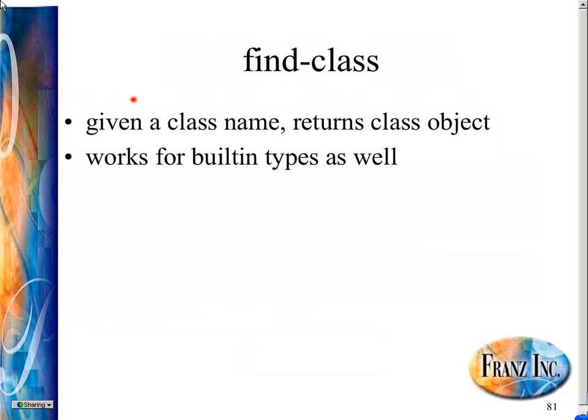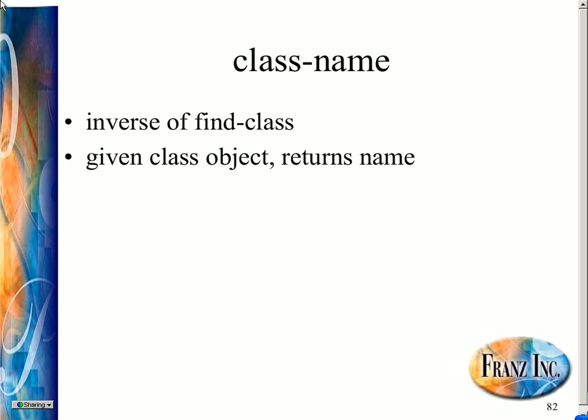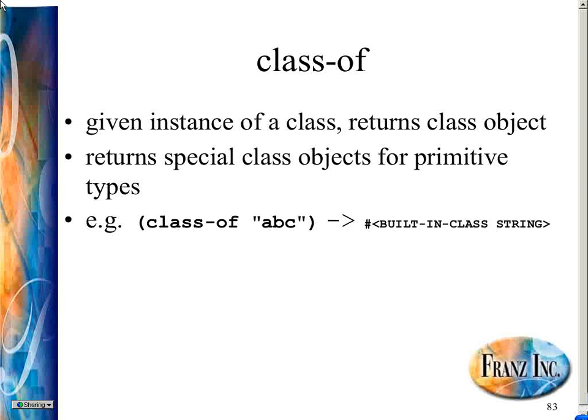Now, when you have an object, you can find the class of the object. I'm sorry, when you have a class name, you can find the class object associated with it by the function find-class, and it also works for built-in Common Lisp types, most of which are classes. Class-name takes a class object and returns its class name, and so its value is a symbol. When you have an object, you can get the class of the object with the class-of function, and it gives you the most specific class of the object, and class-of for many built-in types, like a string, gives you something that looks like this.